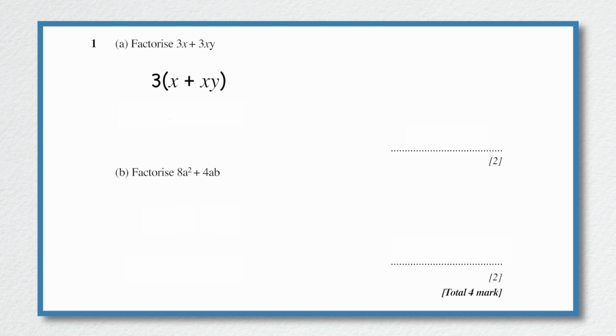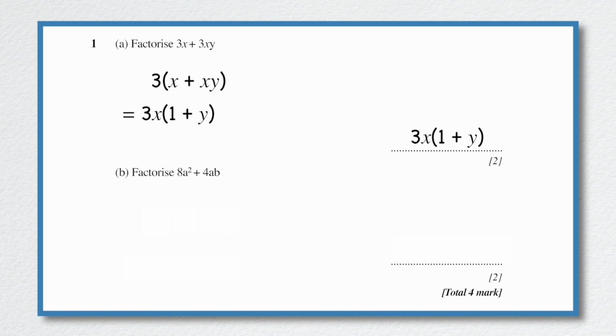But for both marks, you should have spotted that x also goes into both terms. This means that we can write this expression as 3x open brackets 1 add y close brackets. That will give you both marks. So by factorising 3x add 3xy, we have written it in terms of its factors 3x and 1 add y.